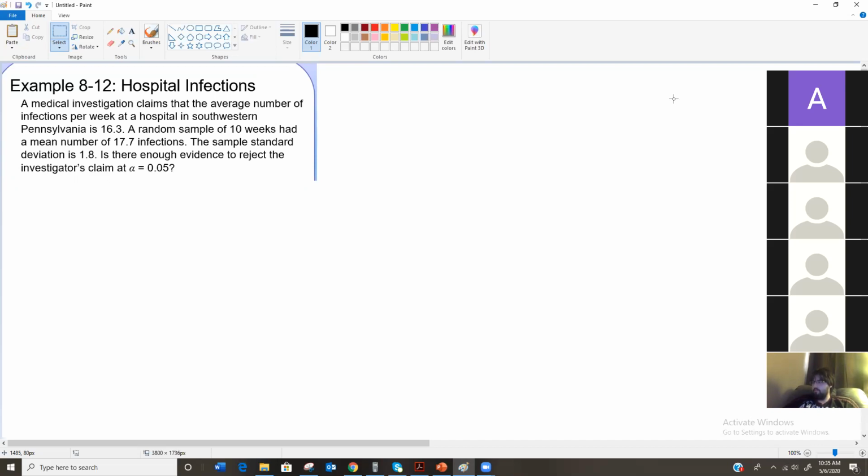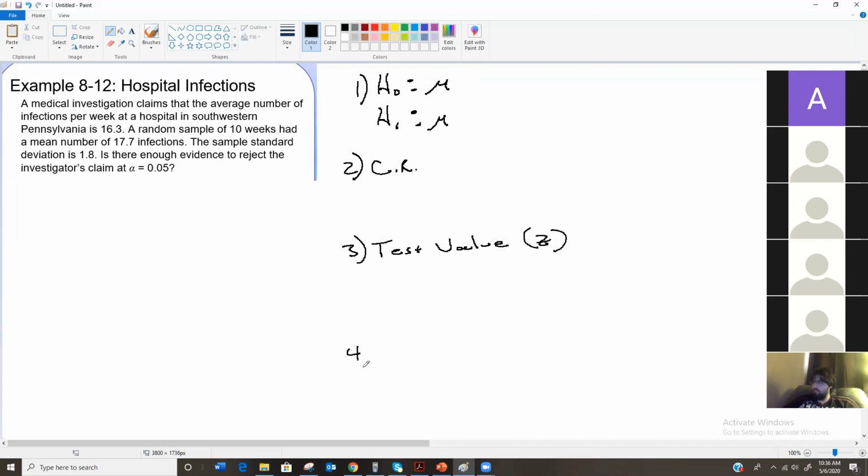I'll figure something out. Okay, so our steps are, step 1, write our hypothesis statement. Step 2, we're going to do our critical region. Step 3, we're going to find our test value or our Z. And step 4, we're going to do our decision. And step 5, we're going to do our conclusion. Wait, was it a T or a Z?